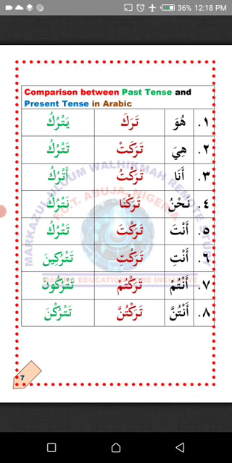Number 8. Antunna, all of you, referring to a group of female persons. Taraktunna, you all left or you have all left. Tatrukna, you all leave or you are all leaving. لعلك فهمت؟ I hope you understand.